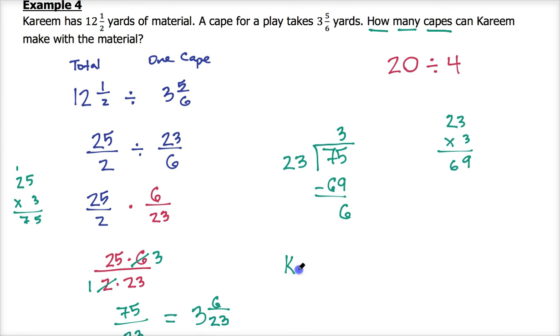So Kareem can make 3 capes. And then, of course, there's going to be a little bit left over with that 6/23rds bit of material.